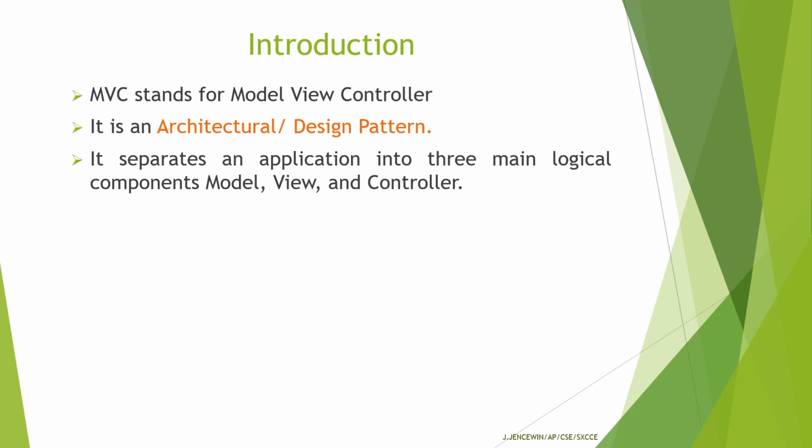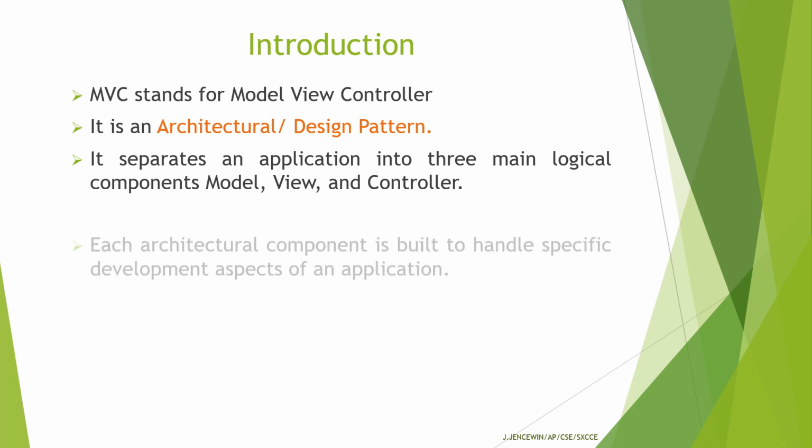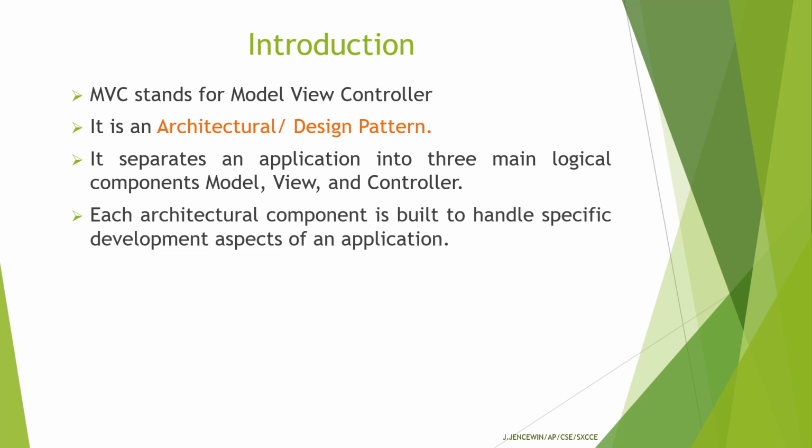So while we are following this architecture pattern for designing any application, it splits the whole application into three different parts. One is model, second one is view and the third one is controller. Each architectural component is built to handle specific development aspects of an application. That is, here we are having three different components, each component responsible for some functions.